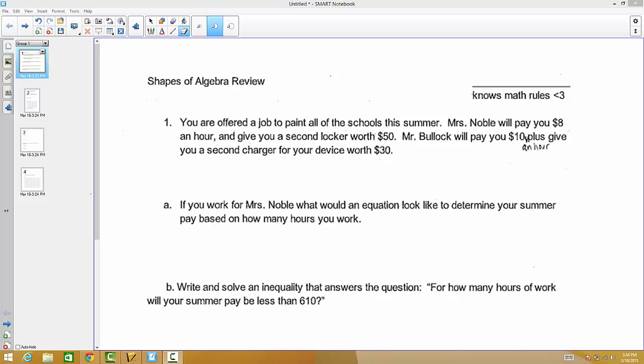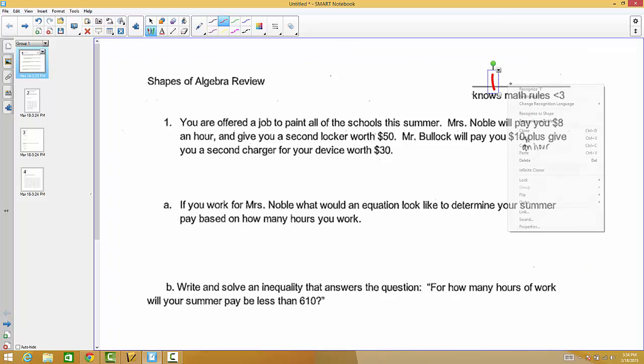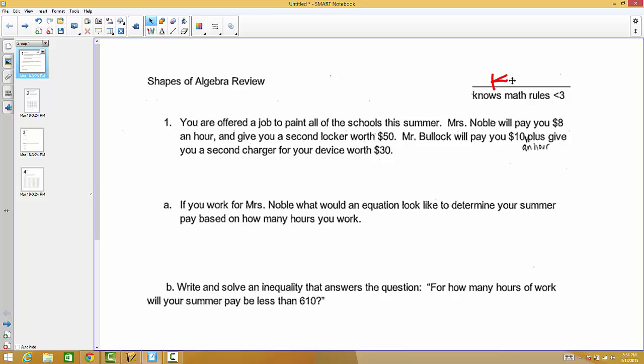All right, we are going to do the answer key for the practice test. And the first question says you're offered a job to paint all of the school this summer. So Mrs. Noble will pay you $8 an hour and give you a second locker for $50. So Mrs. Noble will give you $8 an hour and a second locker worth $50.